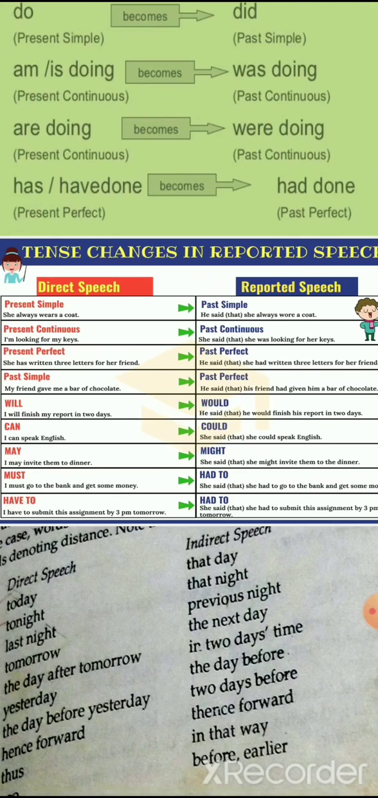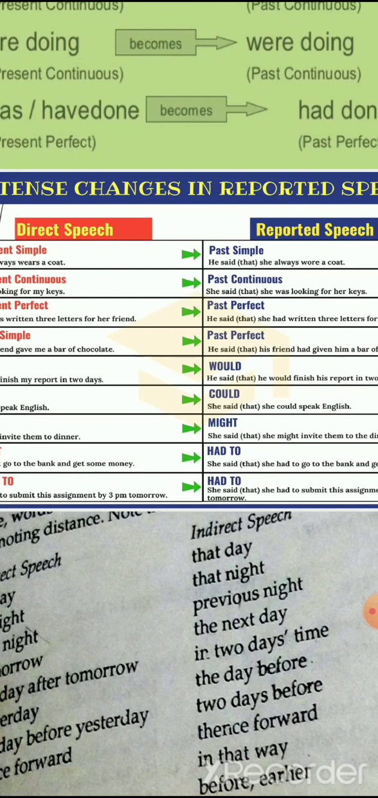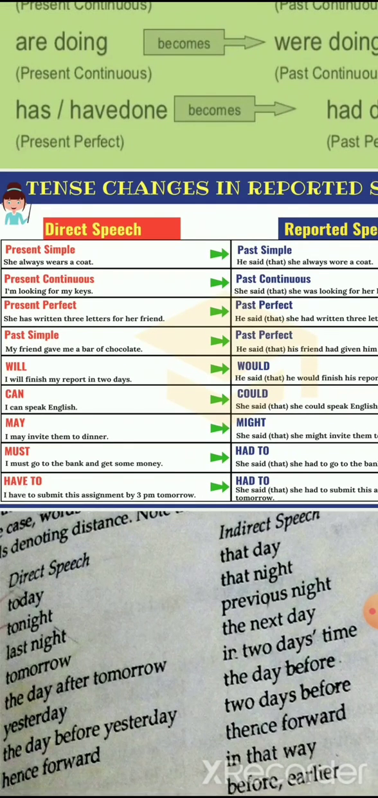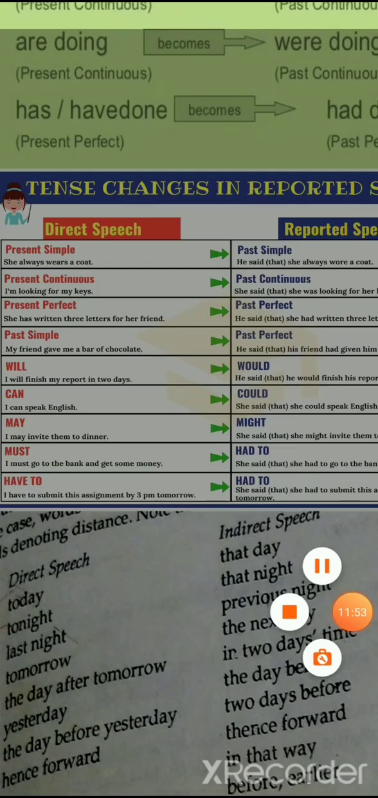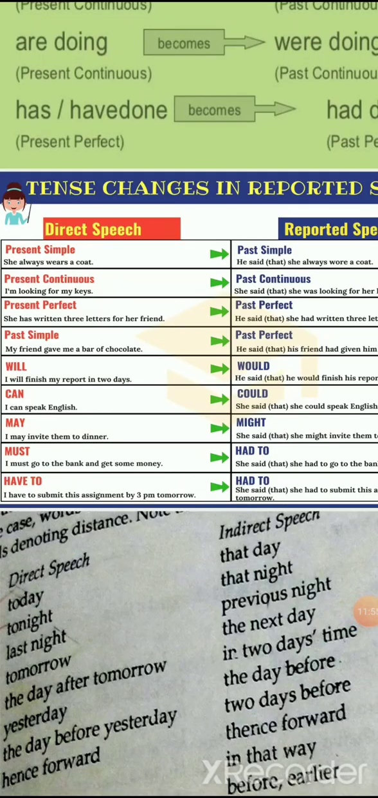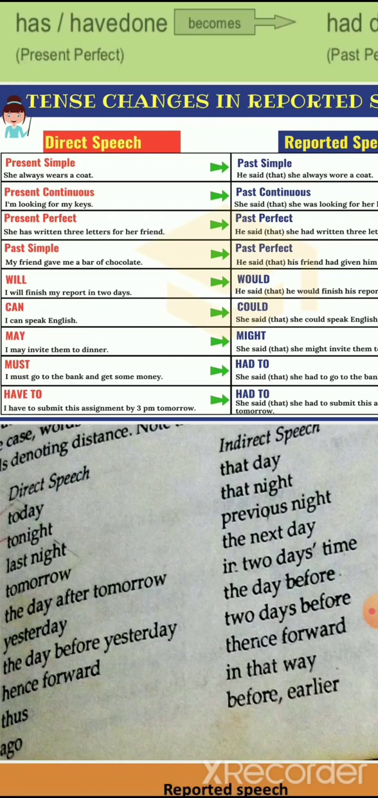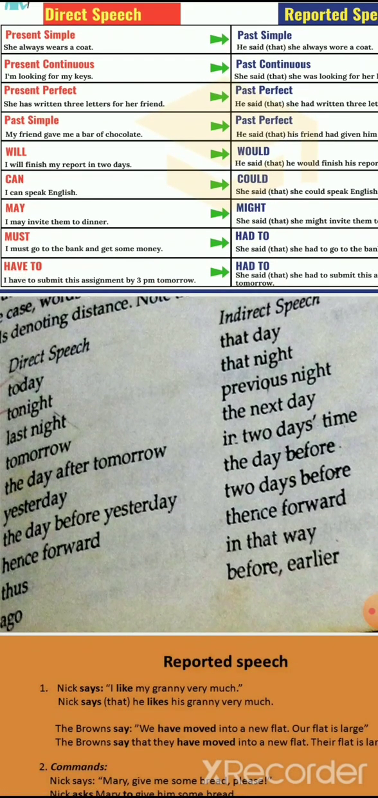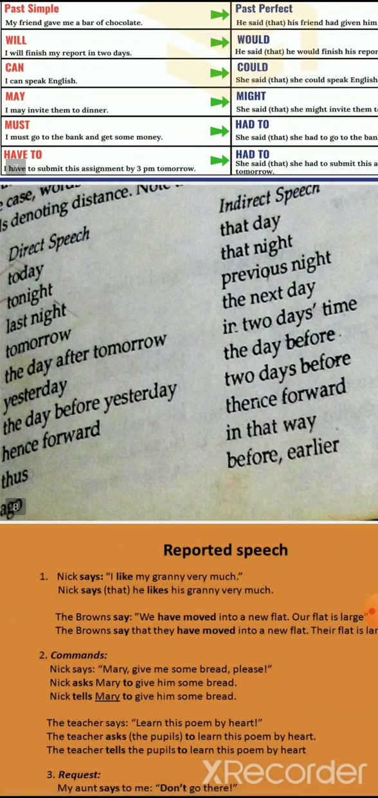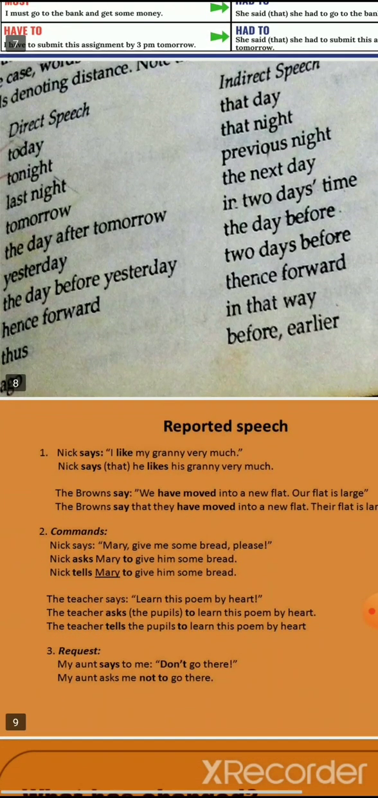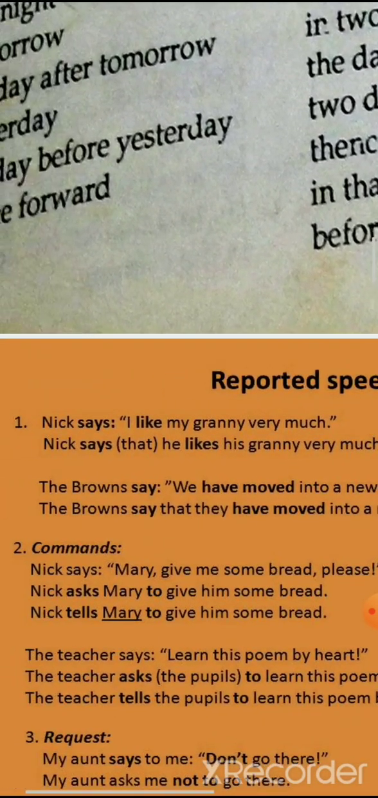Now what are all the adverbial changes? So you can see here guys, today, that day, and tonight, that night, last night, previous night, tomorrow, the next day, the day after tomorrow, in 2 days time, yesterday, the day before yesterday, 2 days before, henceforward, thenceforward, hence becomes thence, thus becomes in that way, ago becomes before and earlier. And now let us get into the examples.